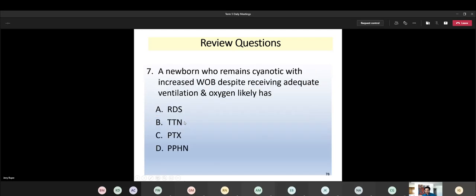So you've got a newborn who's still cyanotic, working hard, even though you're giving them enough ventilation and oxygenation. So what do you think this baby has? Do you think the baby has RDS?